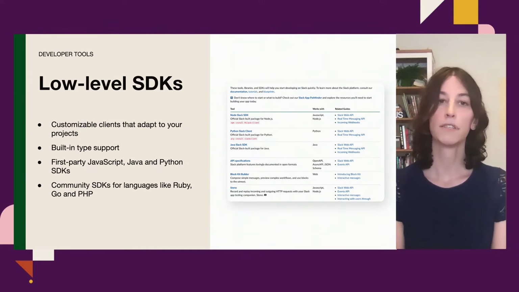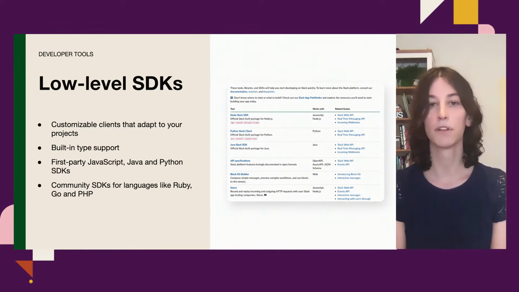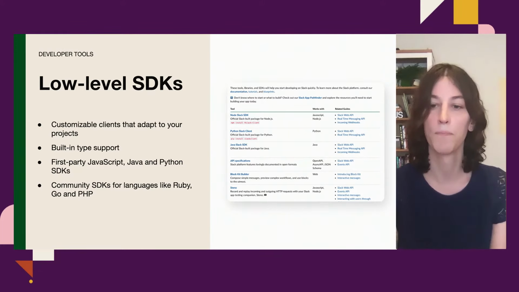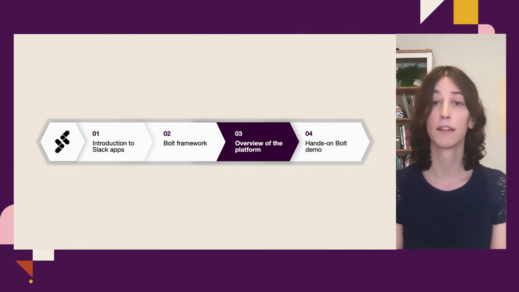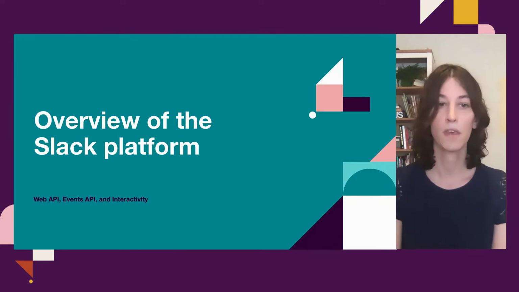And while Bolt offers this high-level abstraction as well as smart defaults, you can also use our lower-level SDKs for a more customized approach. These are also available in JavaScript, Java, and Python, but there are also community SDKs in languages like Ruby, Go, and PHP. Now that we've talked a little bit about our development frameworks, let's connect that to the platform and talk about some other developer tools. So in this overview, I'm going to talk about the different APIs, interactivity that exist, as well as different access points that custom apps have access to.